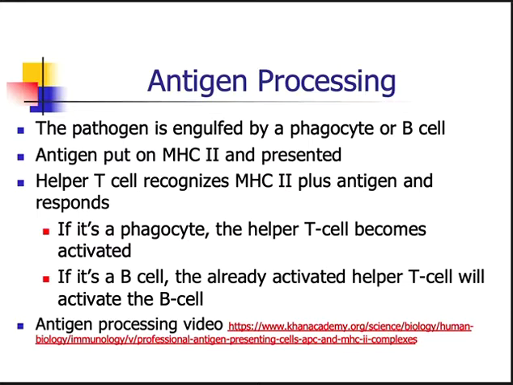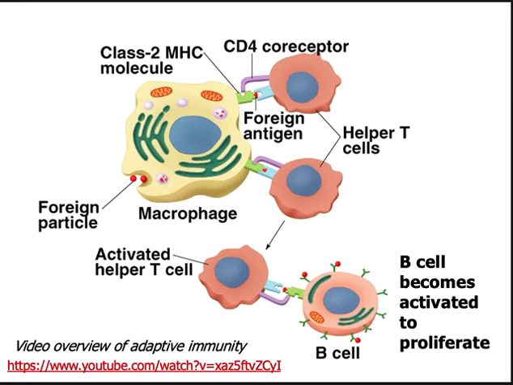This is a video to help review the process of antigen processing. Okay, and then here is a picture. So you have a white blood cell. It has the MHC class 2 molecule, and it is displaying a foreign antigen on it, and it's displaying that to the helper T cell. I'm sorry, back up. I explained that, but I didn't explain what this cell is. So this is a macrophage.